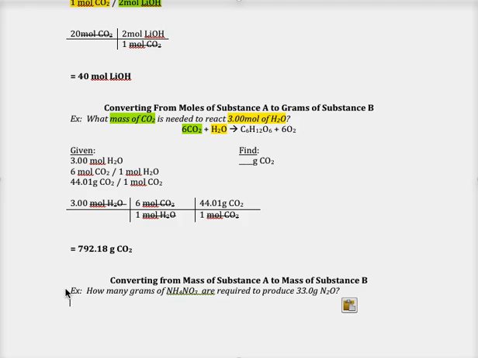So here's the problem. How many grams of NH4NO3 are required to produce 33 grams of N2O2? So let's identify this as what we're given. We're only given this one number. And grams of this amount is what I'm trying to find. So let's set up our given and find. We'll first need the balanced chemical equation.